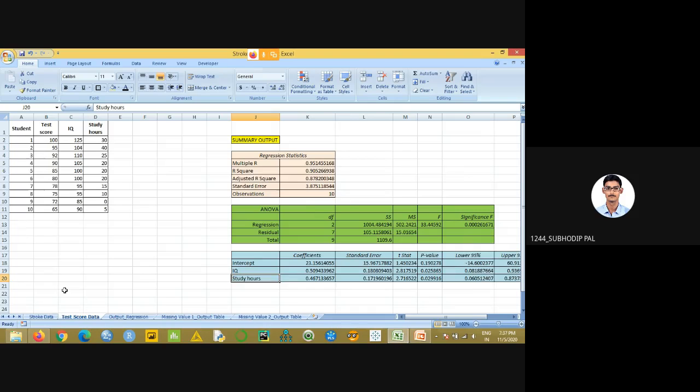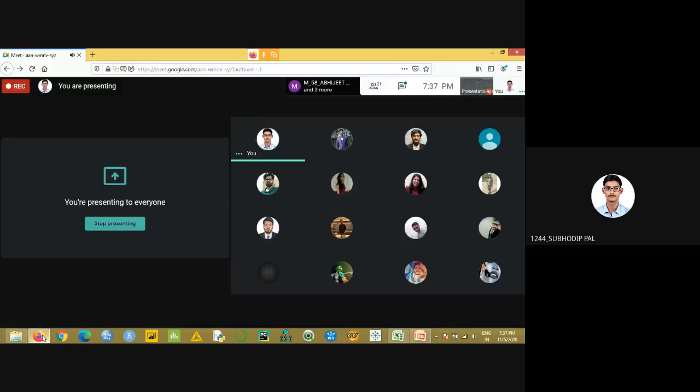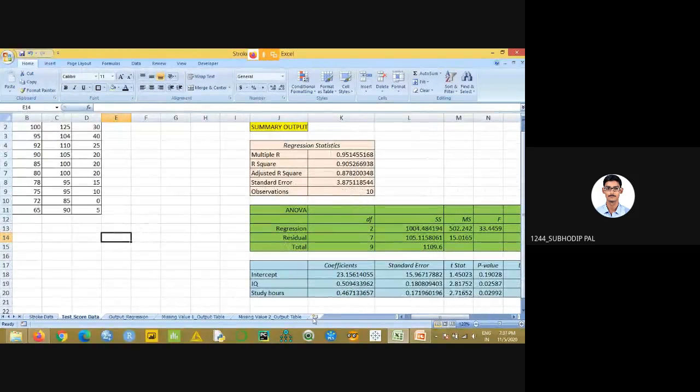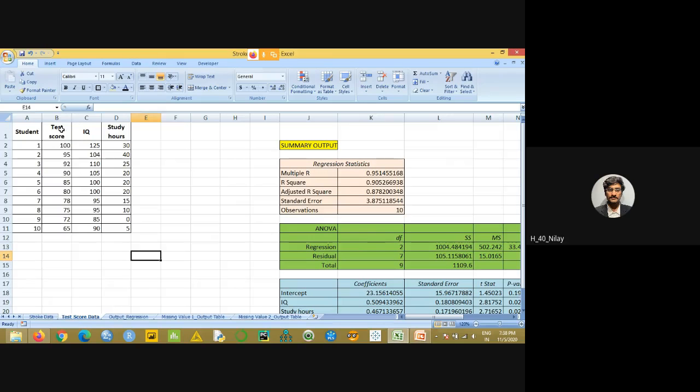Clear to everyone? Yes. So I have one data set with student, test score, IQ, and study hours. According to you, which one will be the dependent variable? Which two will be your independent variables? Student is not a variable, it is the serial number or identity. Test score will be the dependent variable, and IQ and study hours are independent.